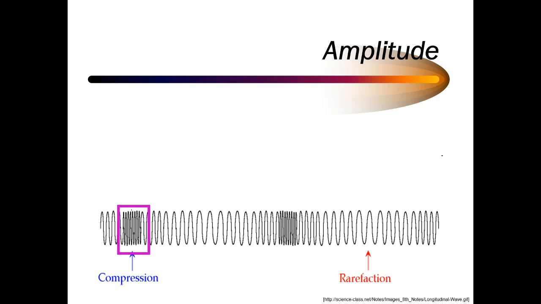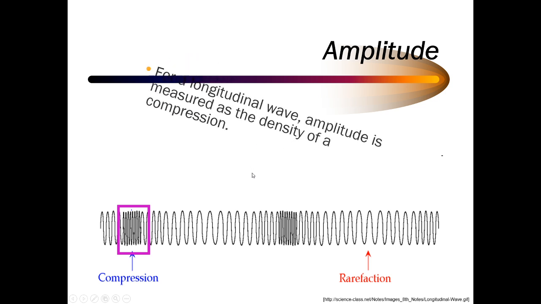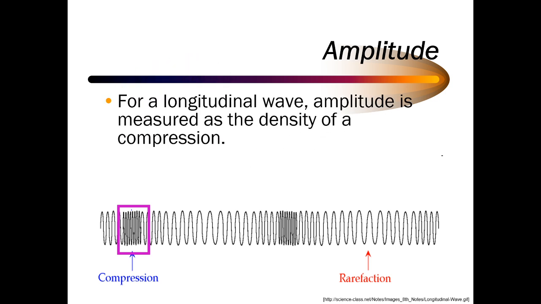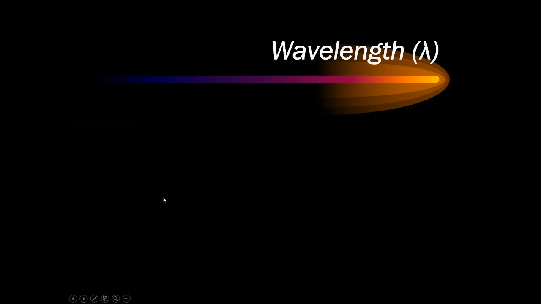The next characteristic that we're going to look at for amplitude is amplitude within a compressional wave. So you can see here that there's a compression, and the part where it's spaced out, that's called a rarefaction, if you recall that from last lecture. And for a longitudinal wave, the amplitude is measured as the density of the compression. So it's the measurement from, if we take a look at this pinkish magenta box, from this end to this end over here. Basically, how much is that wave being compressed, right?